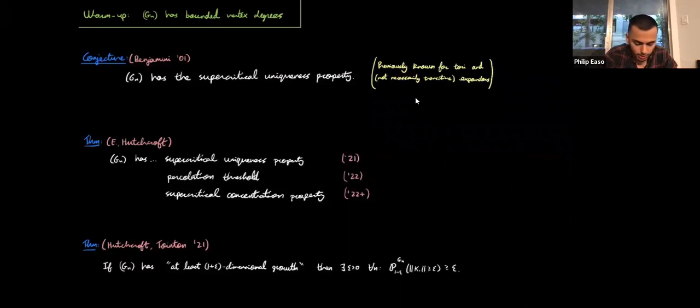And what we showed is that in this bounded degree setting, the answer to every question is yes. So you have the supercritical uniqueness property, you have a percolation threshold, and you have the supercritical concentration property. Hopefully, if we have enough time, I'm going to try and sketch a proof of this conjecture, the first step, which was the proof of the supercritical uniqueness property in the bounded degree case.